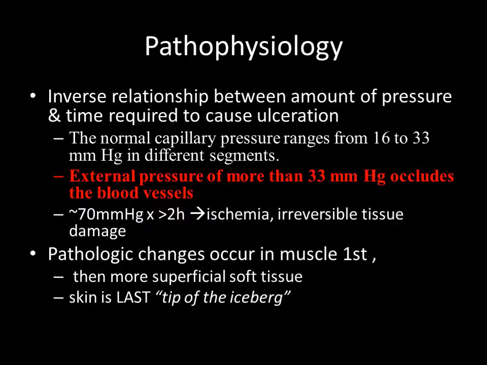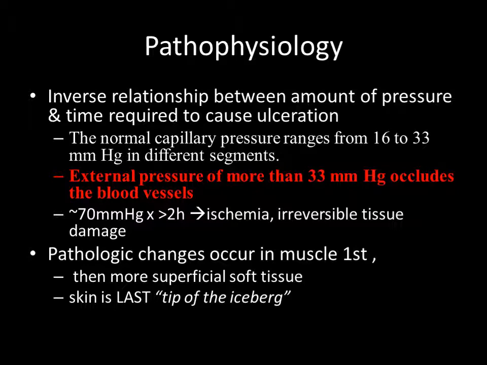There is an inverse relationship between the amount of pressure and the time required to cause a pressure ulcer. The normal capillary pressure ranges from 16 to 33 millimeters of mercury in different segments of the body. So any external pressure of more than 33 millimeters of mercury will occlude the blood vessels. Different studies were conducted, and the conclusion was that if more than 70 millimeters of mercury pressure is applied for more than 2 hours, it will lead to ischemia and irreversible tissue damage.